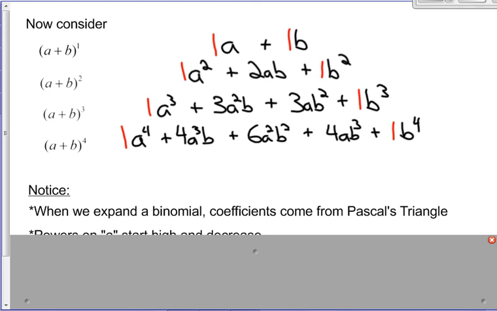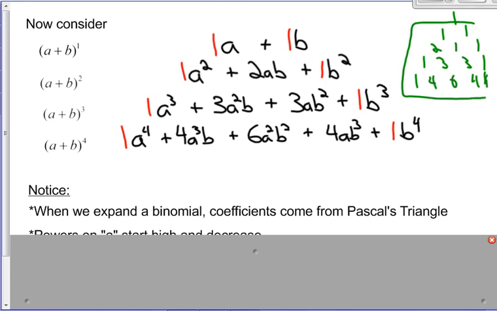Pascal's triangle looked like this. 1, 1, 1, 1, 2, 1, 1, 3, 3, 1, 1, 4, 6, 4. I'm running out of space, but there's a 1 there. Doesn't look very triangular anymore. Those coefficients are the same as we've got in our binomial expansions.